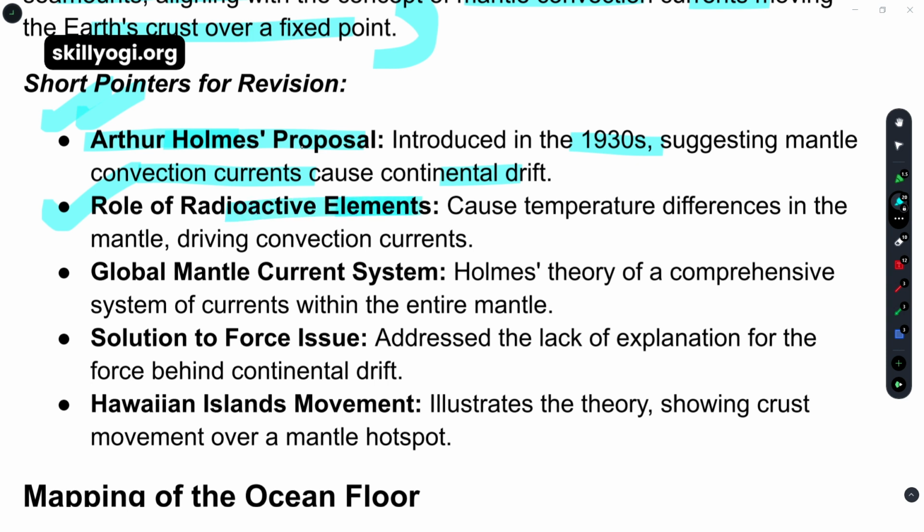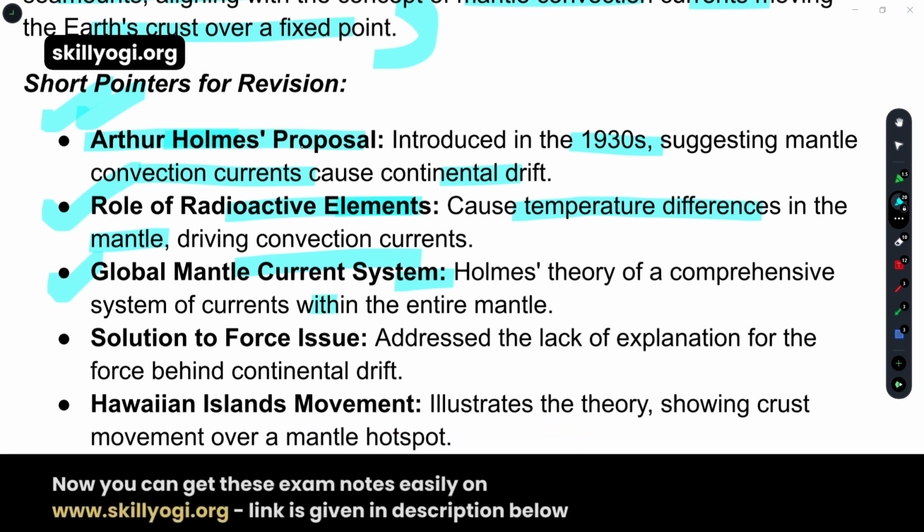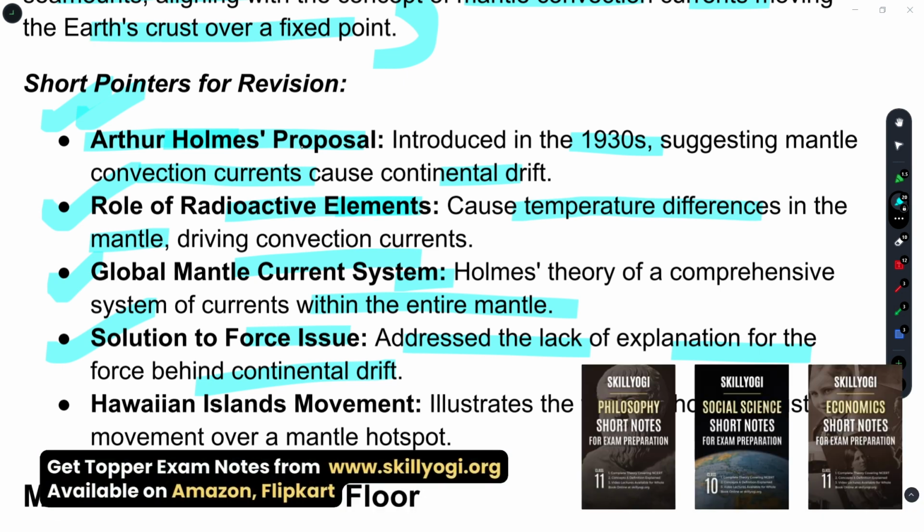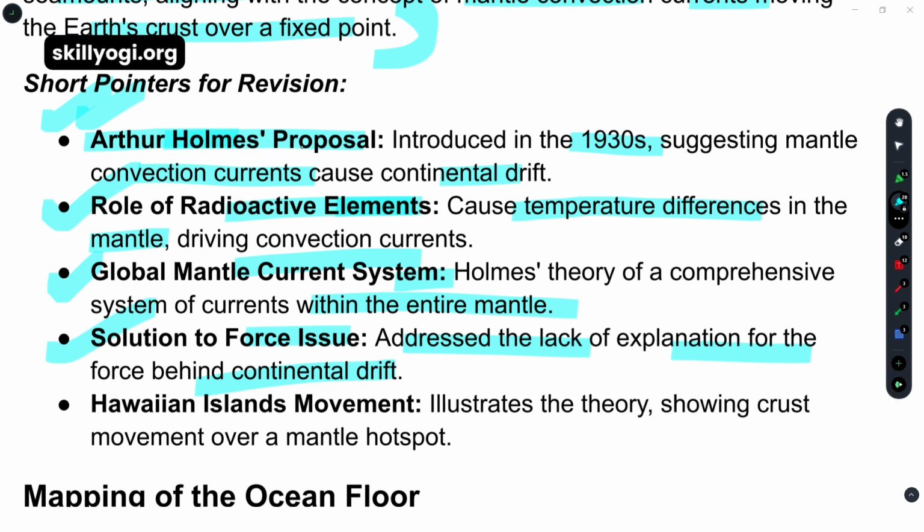Next is the role of radioactive elements. That means they cause temperature differences in different parts of the mantle. The global mantle current system, what is it? Holmes' theory of a comprehensive system of currents within the entire mantle. Solution to the force issues. What is the solution? That it addresses the lack of explanation for the force behind the continental drift. What are the forces behind the continental drift? That is Arthur Holmes' proposed theory.